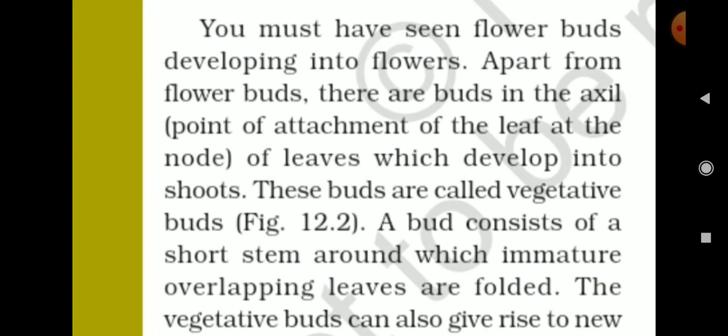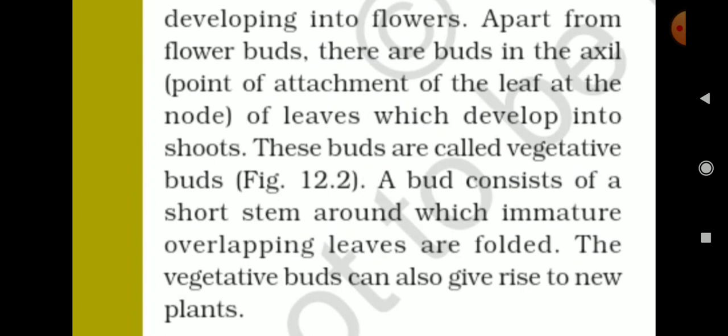You must have seen flower buds developing into flowers. Apart from flower buds, there are buds in the axils of leaves which develop into shoots. These buds are called vegetative buds. Underline the word, students. These buds are called vegetative buds. A bud consists of a shoot, a stem around which immature overlapping leaves are folded.